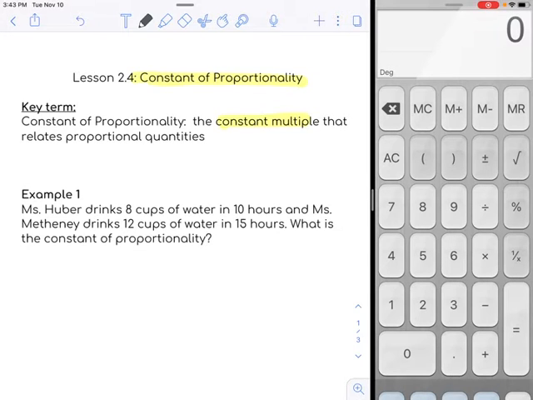And so there's an equation that we use to represent this. So y equals k times x, where k is your constant. So whenever you see k, that is going to be your constant of proportionality. So let's go through some examples so we can make a little bit better sense out of this.